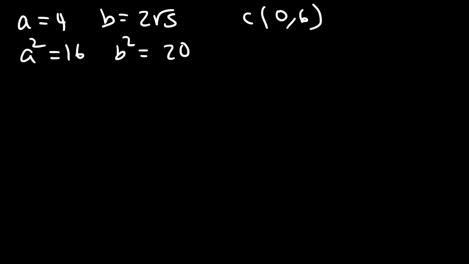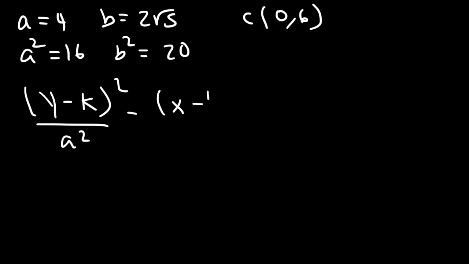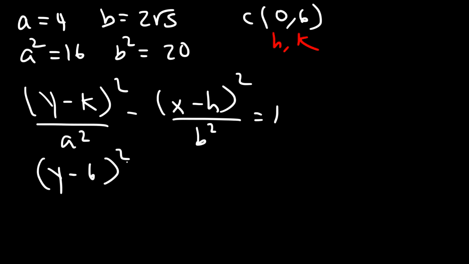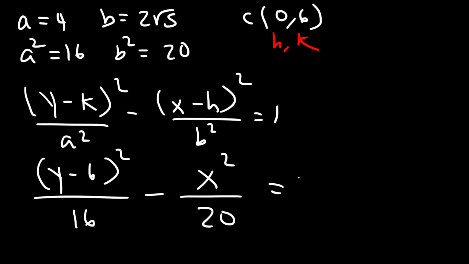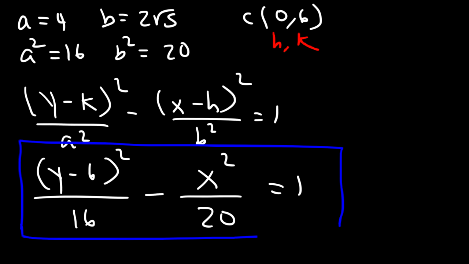Now for this particular type of hyperbola where it opens up and down, we can use this standard equation: y minus k squared over a squared minus x minus h squared over b squared is equal to 1. h is 0, k is 6. So it's going to be y minus 6 squared over a squared, which is 16, minus x minus 0, which is just x, squared over b squared, which is 20, and that's equal to 1. So this is the rectangular equation of the hyperbola.